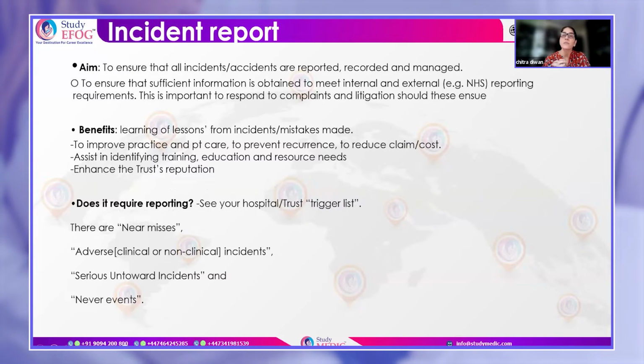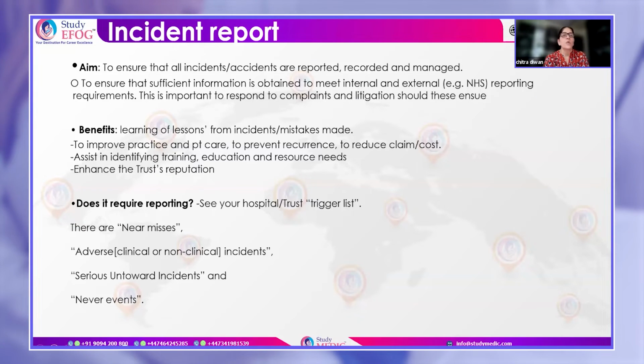So basically, first, incident reporting. It is basically because you want that all incidents which should not have been occurring, they should be reported, they have to be recorded, and they have to be managed accordingly. So you have to ensure that sufficient information is obtained to meet internal and external reporting requirements. This is important to respond to complaints and litigations.